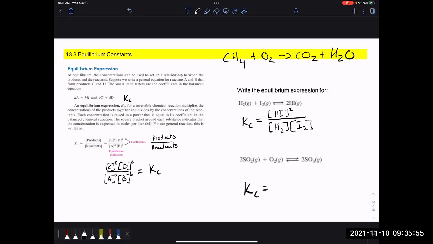I wanted to say, go ahead and try to do this on your own. And then I'll go through it and then we can see how those compare. So we're going to have products over reactants again, raised to the power of their coefficient. So that's our product. Our reactant is SO2 to the second, O2 to the first. Again, because it's to the first, it's implied. We don't need to write it.